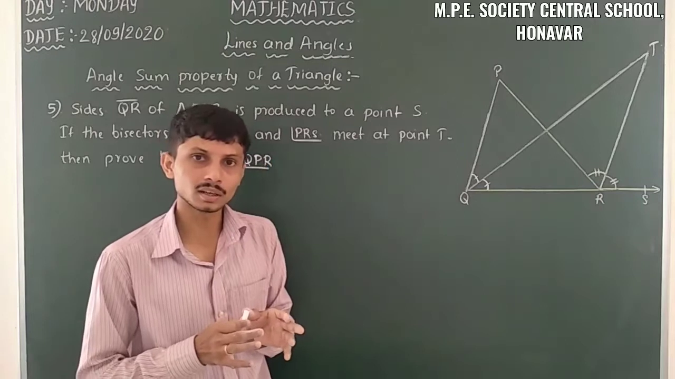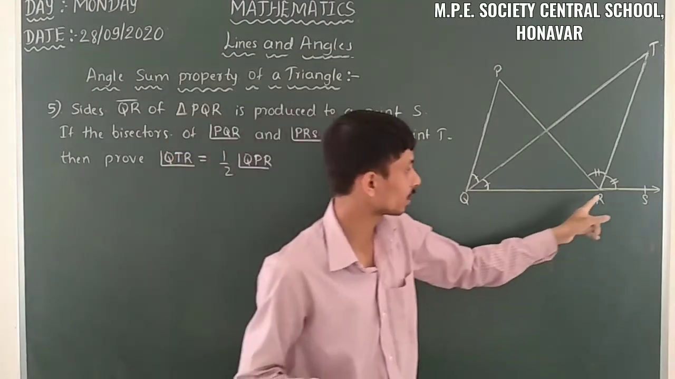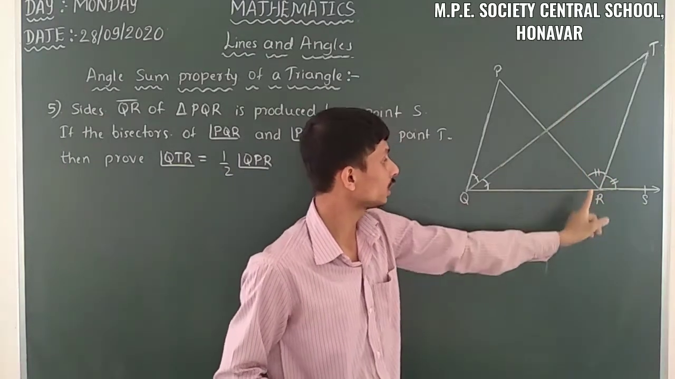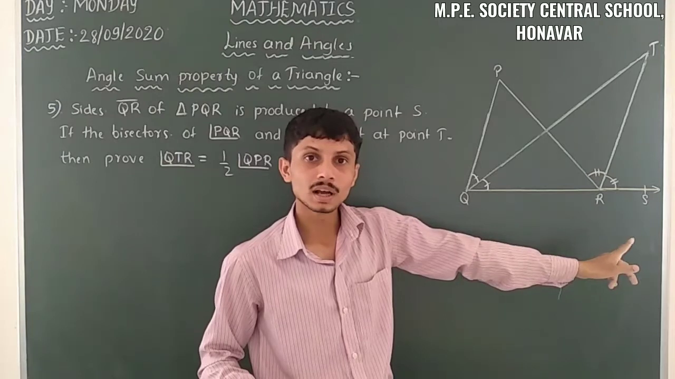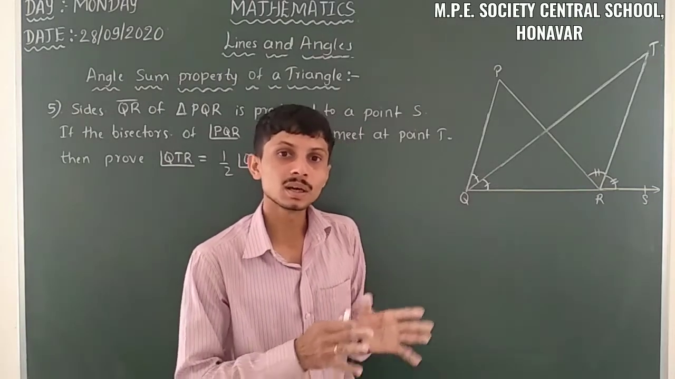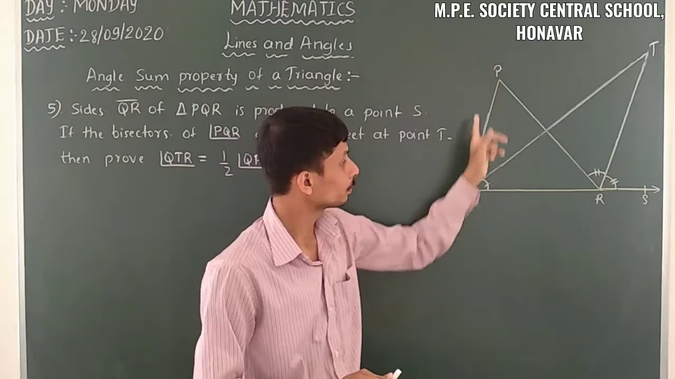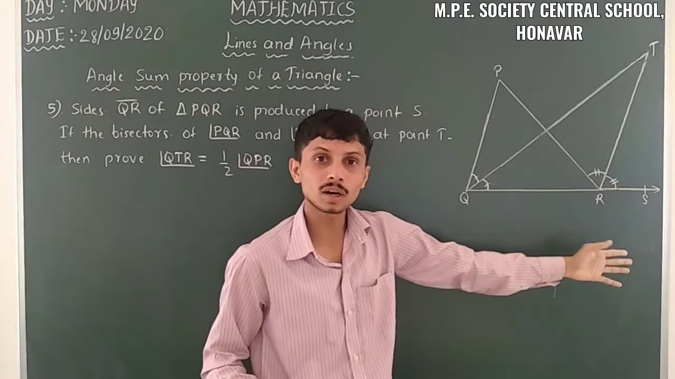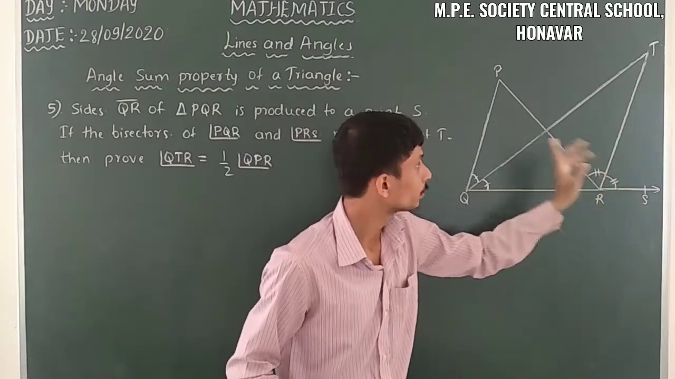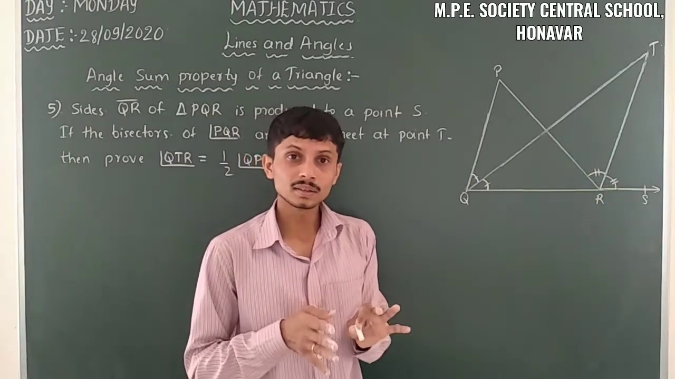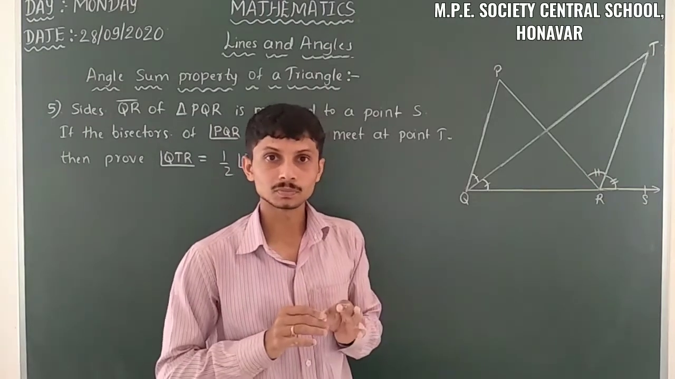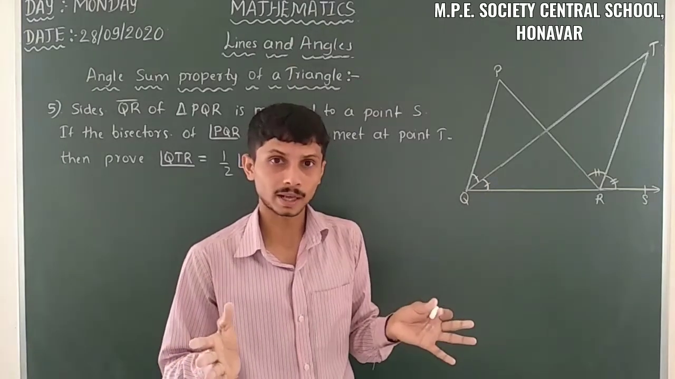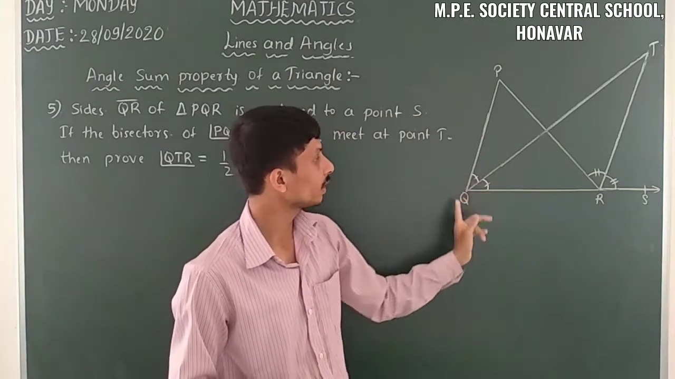Just observe that some exterior angles are formed here. This is one of the exterior angles for triangle QTR when QR is produced. Also QR is a part of triangle PQR, and here QR is produced up to S. Then what exterior angle is formed? PRS. QR is a part of two different triangles here: one is PQR and another one is QTR.